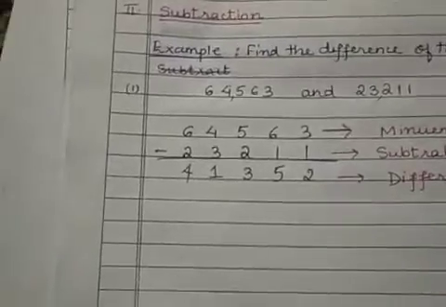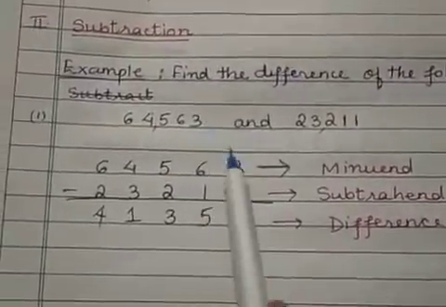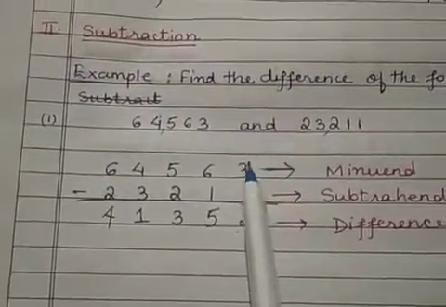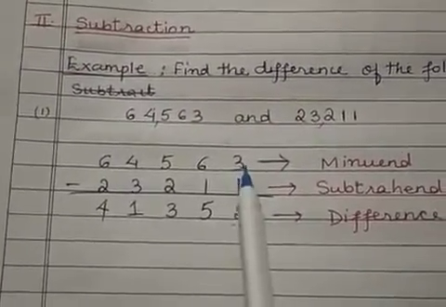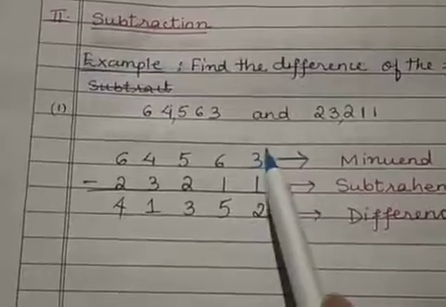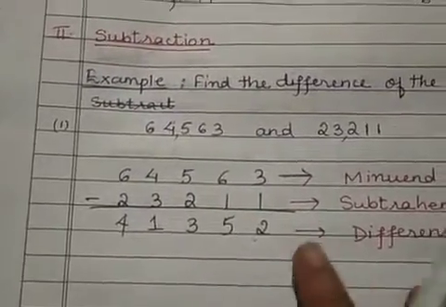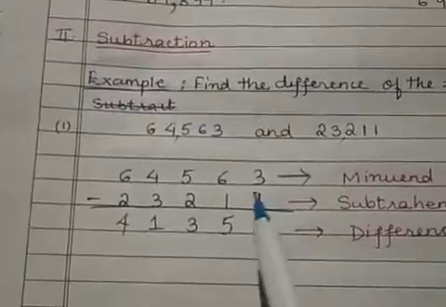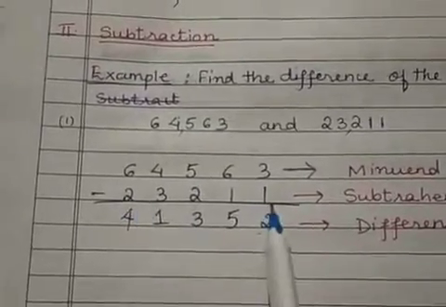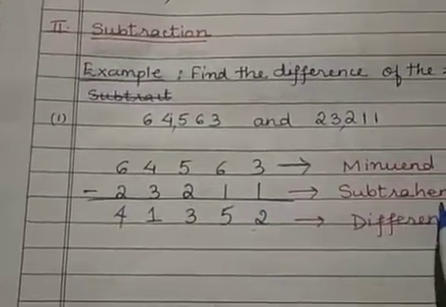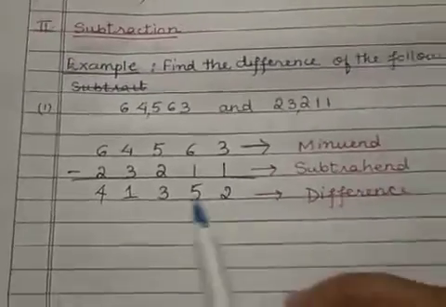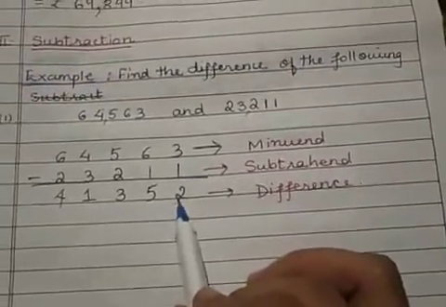Now in this process of subtraction, the first number, or the number from which it is subtracted, is called minuend. And the number which is subtracted is called subtrahend. And the final answer which you get is called the difference.